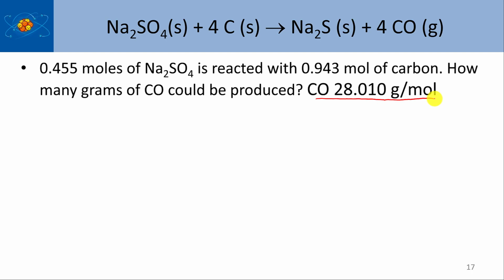So how we do this, right? I've given you now 2 reactants. Because I have 2 reactants, what I need to do is convert each of those quantities of reactant into a number of moles of product. So I'm going to pause and let's set up the calculation for going from moles of sodium sulfate to moles of carbon monoxide and moles of carbon to moles of carbon monoxide.